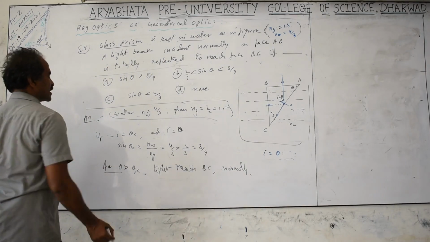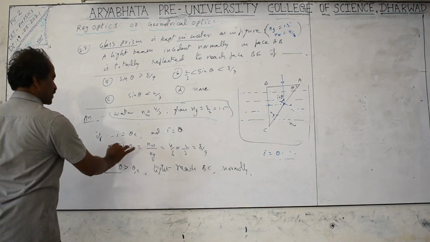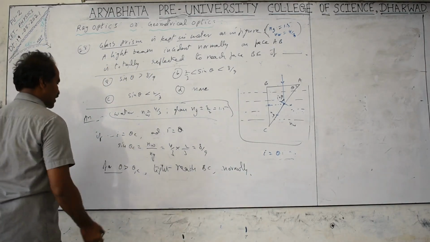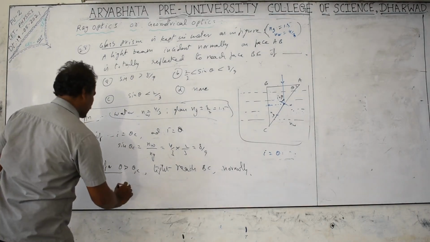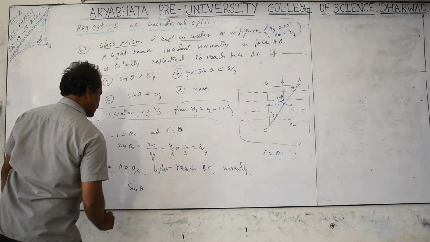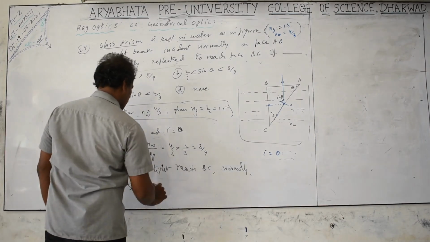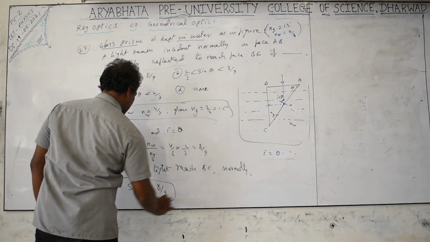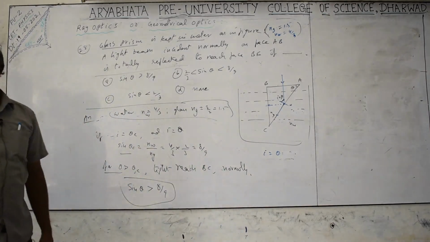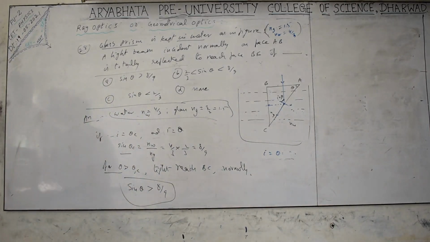Then automatically sin theta is greater than sin theta C. You have to take this as the minimum condition. This is for the given conditions, a specific case. So sin theta should be greater than sin theta C, which is equal to 8/9, for the light to reach BC.